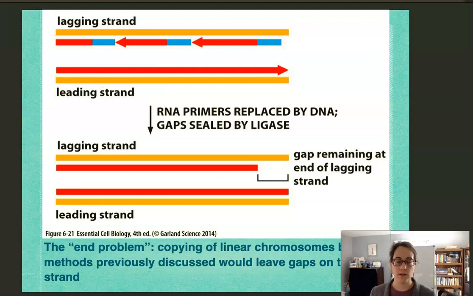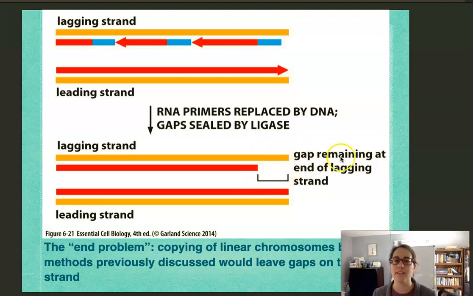So this is where the enzyme called telomerase comes in. So telomerase is actually going to make sure that we don't lose any genetic information at the end of this strand because it's actually going to extend this strand, the template strand, and then DNA polymerase is going to use that template strand to fill in this missing piece here.